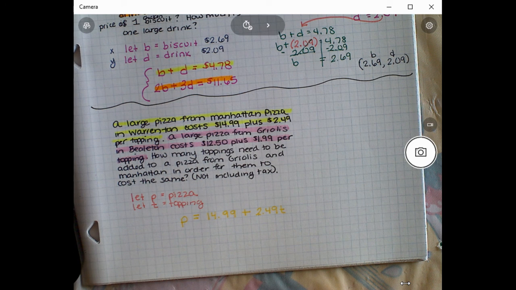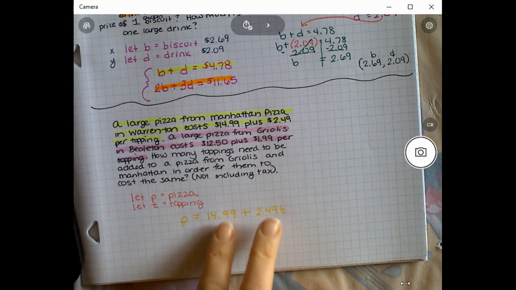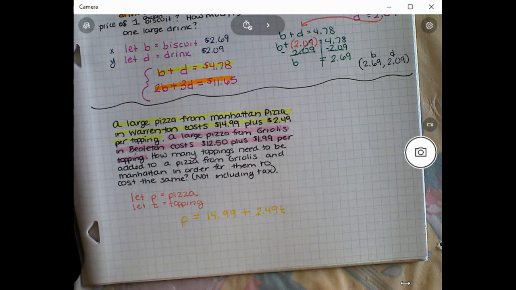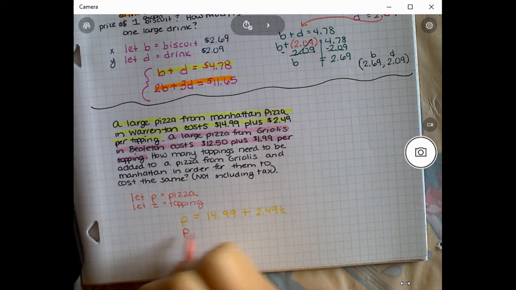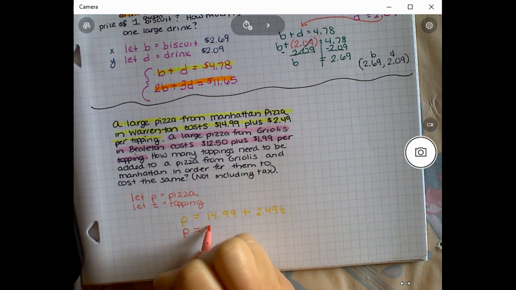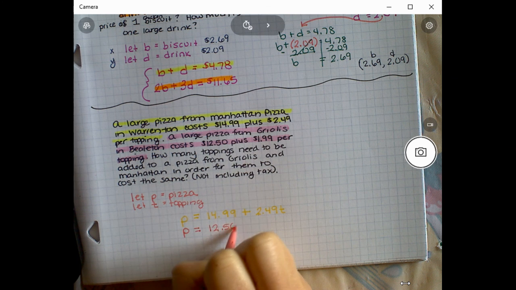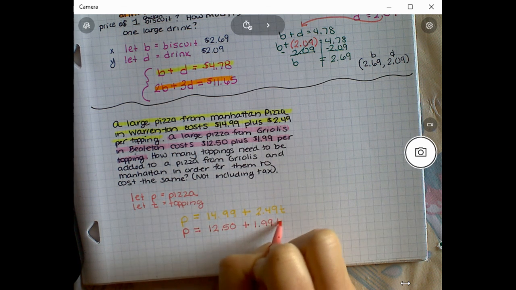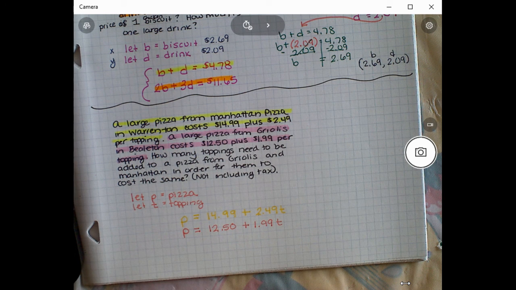That equation should look familiar, that format of an equation. We may need to use a commutative property to switch those around in your head, but this format should be familiar. All right, let's look at the second sentence. A large pizza from Grioli's costs $12.50 plus $1.99 per topping.